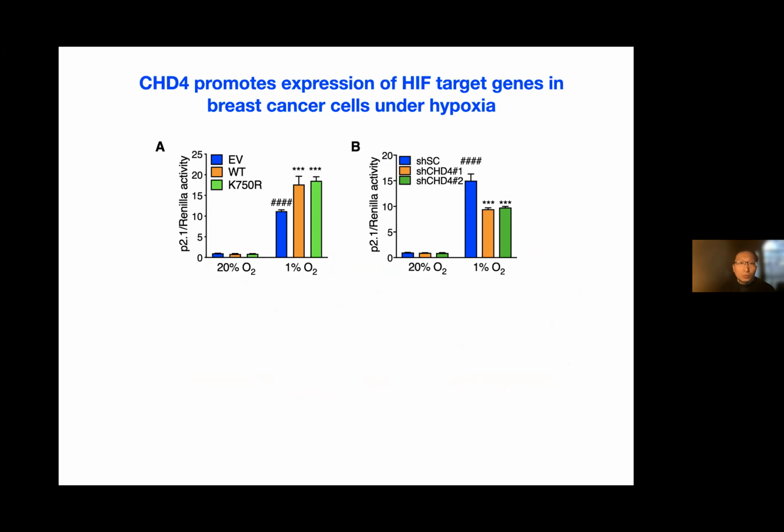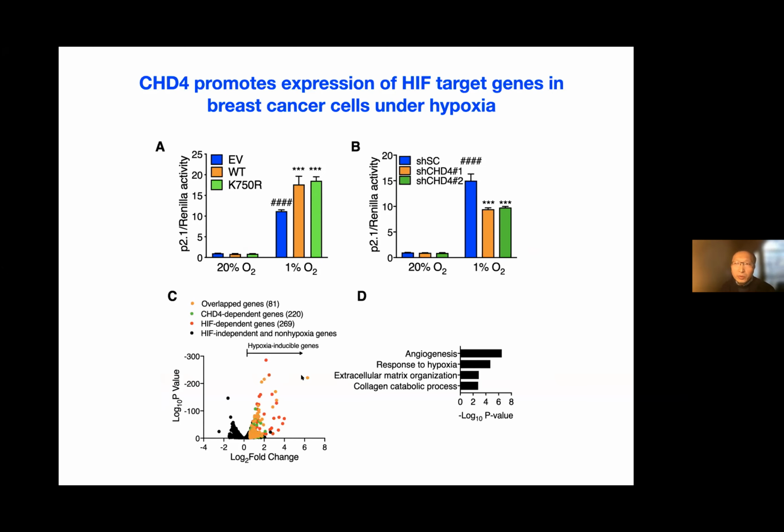Then we measured HIF transcriptional activity using a luciferase-based assay. We found CHD4 can enhance HIF-1 transcriptional activity, but this is independent of the ATPase activity. When we mutate this lysine residue on CHD4, we can still see the HIF activation. Conversely, when we knock down CHD4, we can reduce the HIF transcriptional activity.